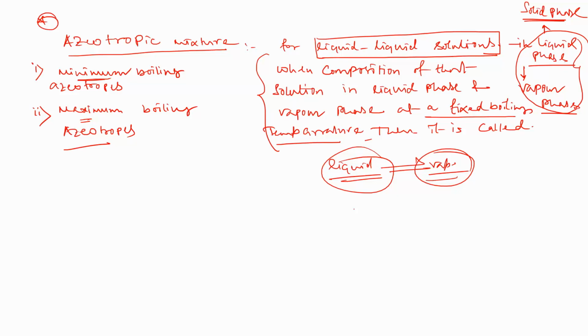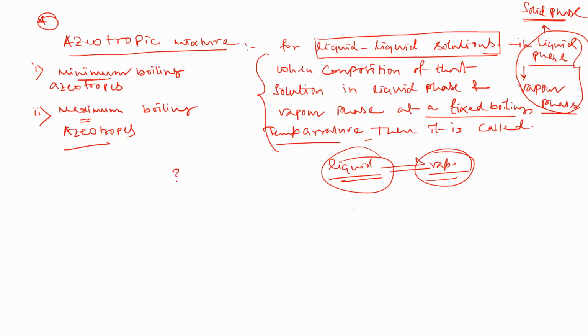Suppose that liquid solution just started to boil at 30 degrees Celsius, but at that temperature, whatever vapor phase is formed, the compositions of the vapor phase and the liquid phase are not the same. Suppose when we are increasing the temperature, 30 to 35 and 40 degrees Celsius, we have seen that at 40 degrees Celsius the composition of the vapor phase and the liquid phase is the same.